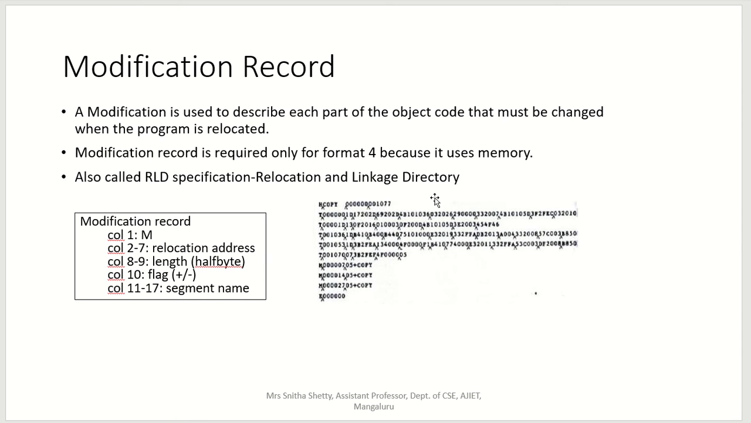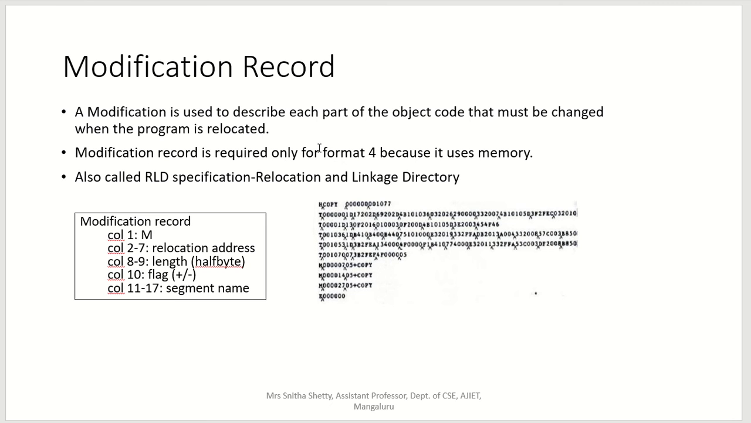What does the text record contain? The text record starts with T, then the starting address of the record, then the length, that is how much object code is written in the text record, and then all the object code is listed, right? The last, end record, tells that it is the end of the program, and the starting address is mentioned in the end record. This is the syntax of any object program.